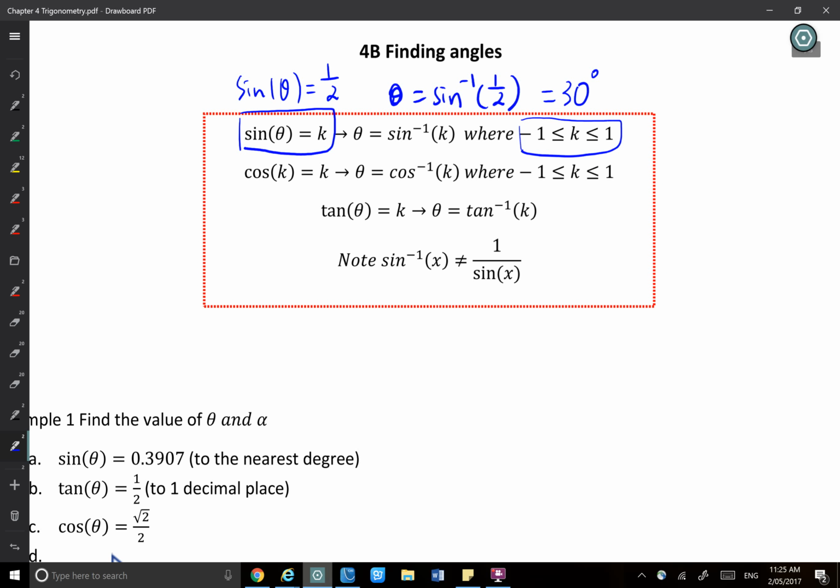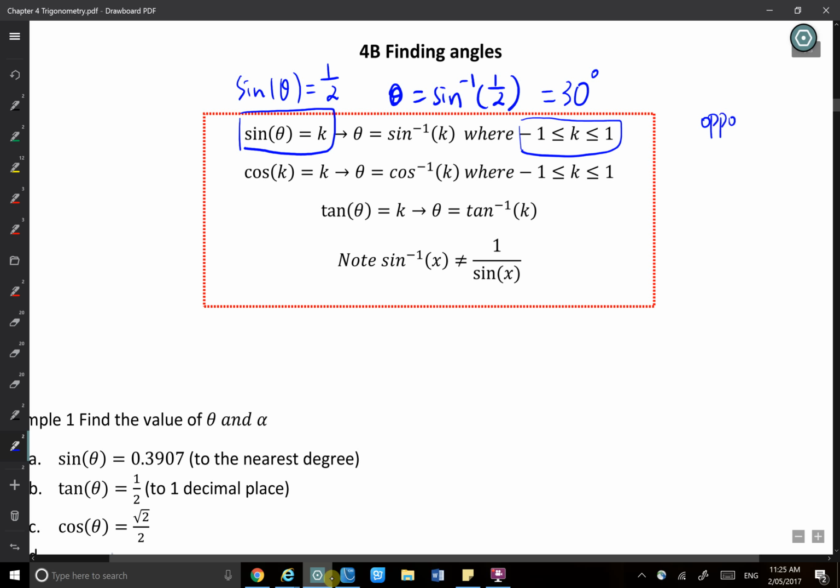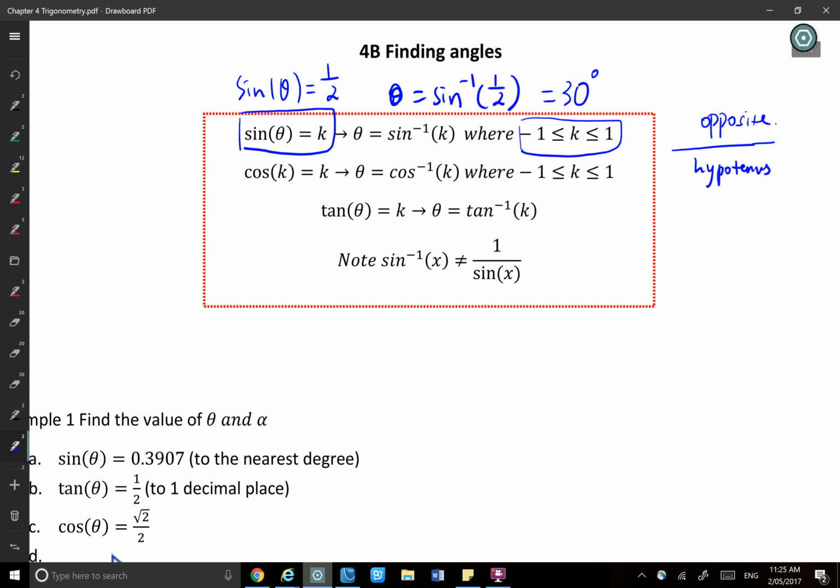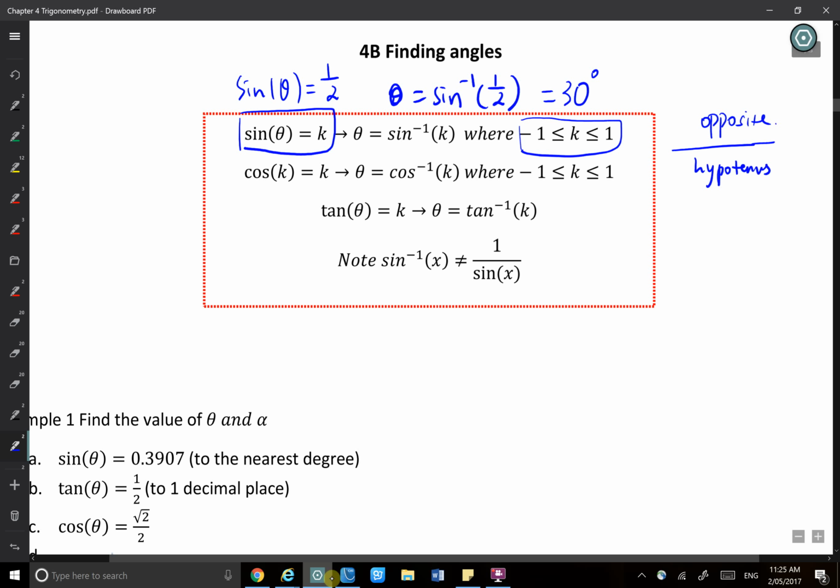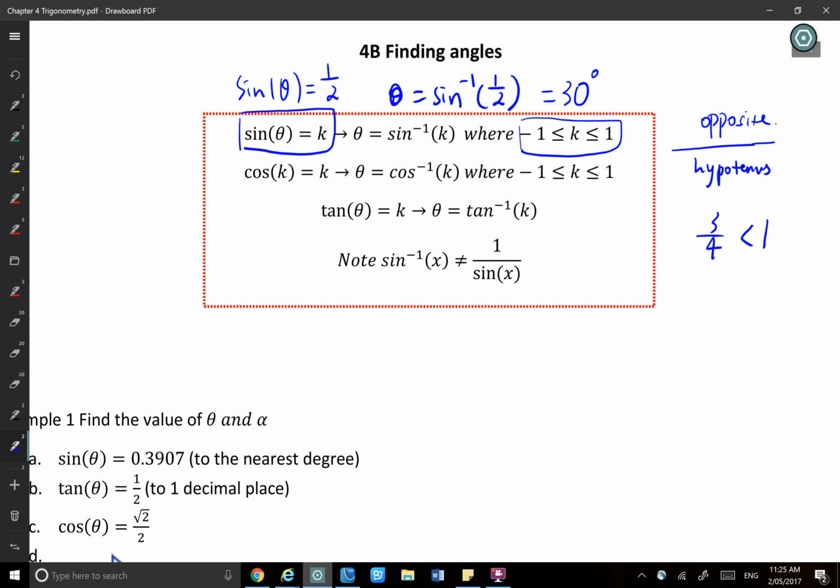It's a ratio. Okay, sine theta is a ratio. The ratio is opposite over hypotenuse. Then opposite must be shorter than hypotenuse. Hypotenuse is the longest length in a right angle triangle. Then opposite over hypotenuse must be like, for example, 3 over 4. That number must be less than 1. Your numerator is smaller than the denominator, then the value must be less than 1. So that's why your k value must be less than 1.